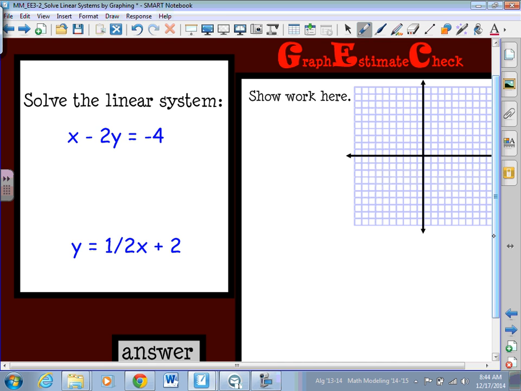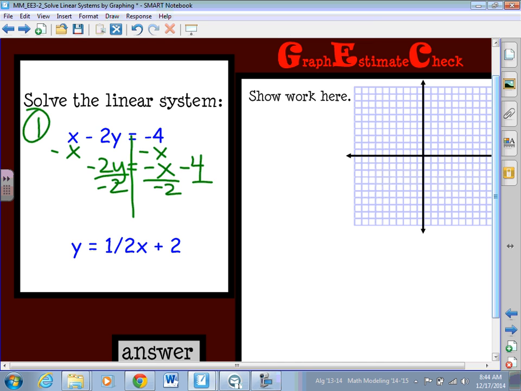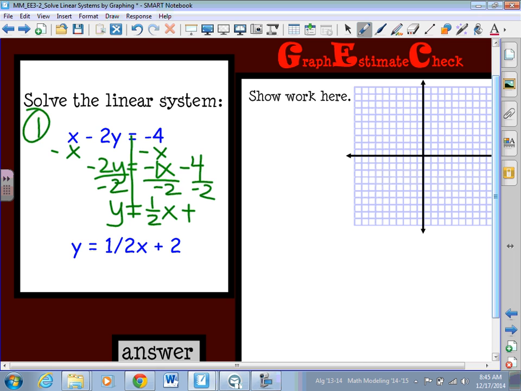So if we go ahead and look over here, equation 1, once again, I need to subtract x on both sides. Negative 2y equals negative 1x minus 4. Divide everything by negative 2, and I get y equals, it's really a 1, right? So negative 1 divided by negative 2 is a positive 1/2 times x. Negative 4 divided by negative 2 gives us a positive 2. So I'm going to come over here and go ahead and graph.